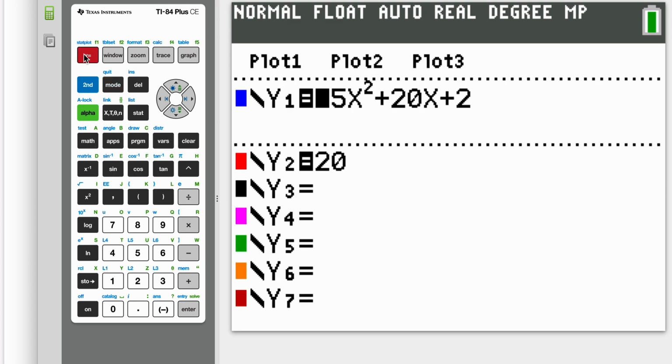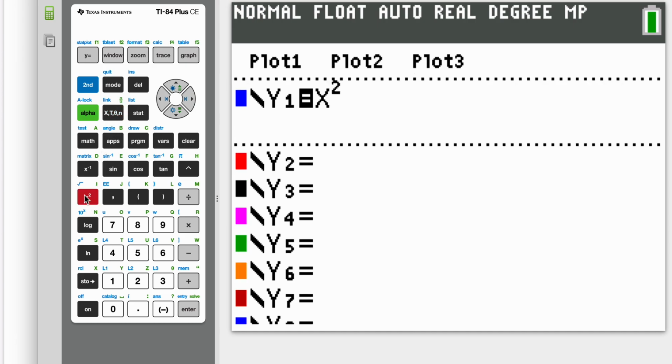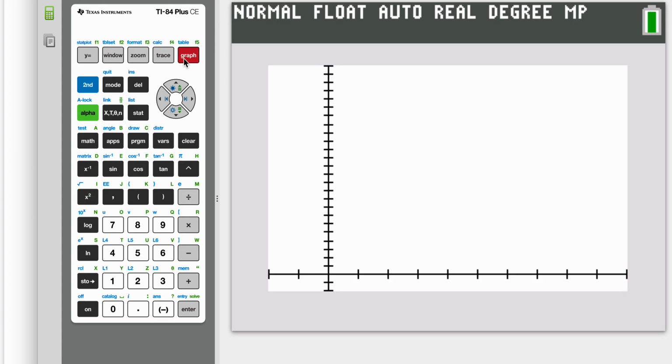So y equals, clear whatever you have in here, and my equation is x squared plus, and then I have brackets, x minus 7 squared, and then minus 17 squared. And that's equal to 0. So I can now graph my function.